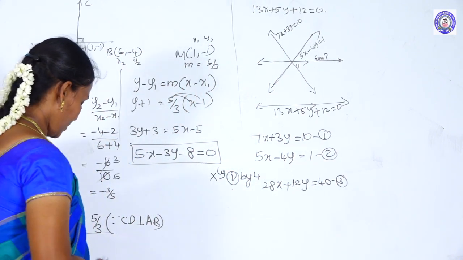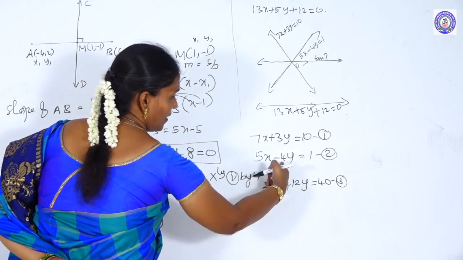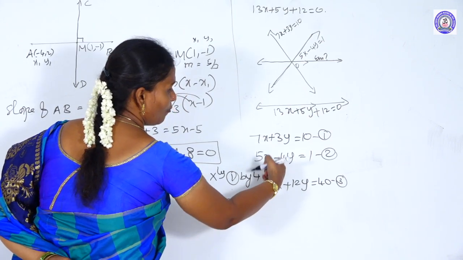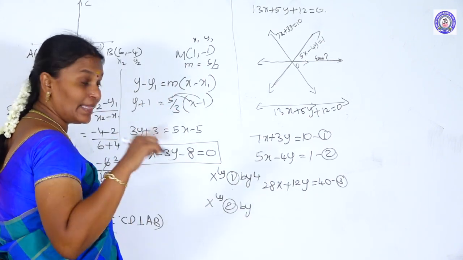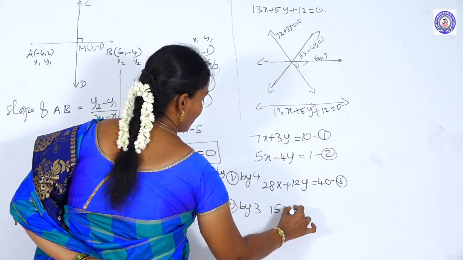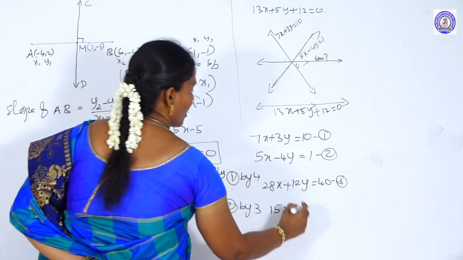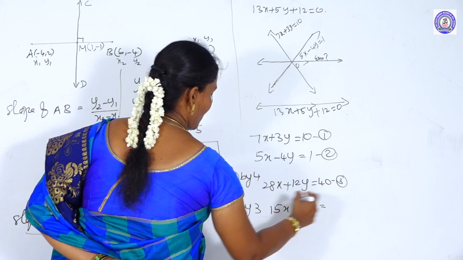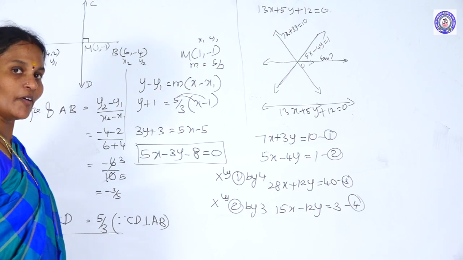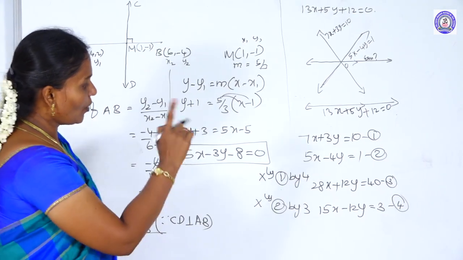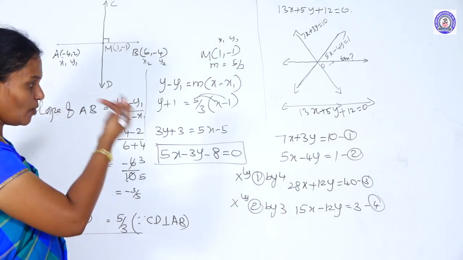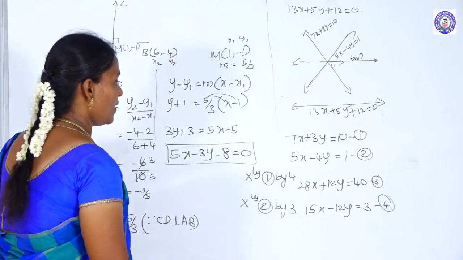Next, multiply equation 2 by 3, since 4 is already there. 3 5s are 15x minus 3 4s are 12y is equal to 3 1s are 3. This is equation number 4. Understand? Now the coefficients of y are equal, so we can eliminate the y term. It has a different sign.